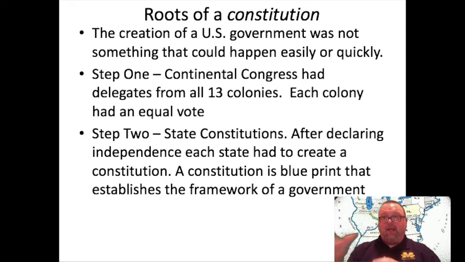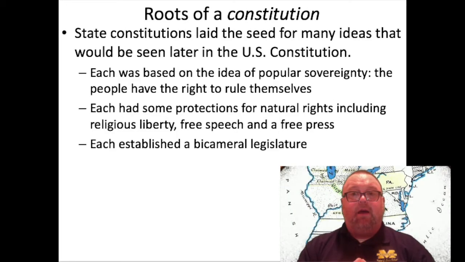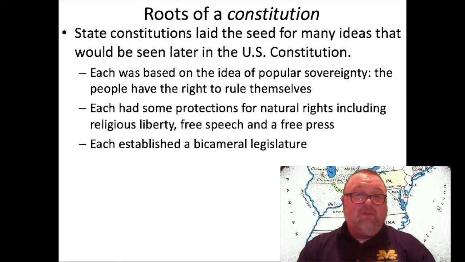And they each were working during the war on drafting a framework of government for their own state. There's a lot of common features from state to state. Each one was a bit different. But we're going to see that within these state constitutions, there's going to be a number of ideas that are going to be the seed for the blueprint of our government in the U.S. Constitution. For example, one, the idea of popular sovereignty was really important in almost every state constitution.